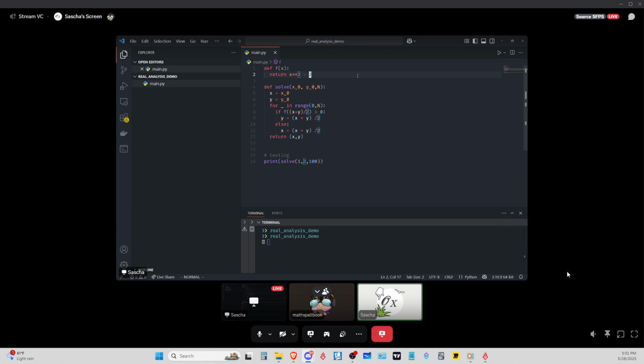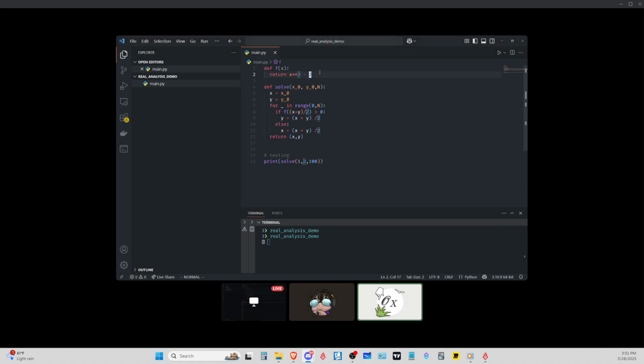You don't have to know a lot of programming. It's basically English, but we'll write through it. When I use the word def, it means a function. The first function I've defined here is f of x equals x squared minus 2.